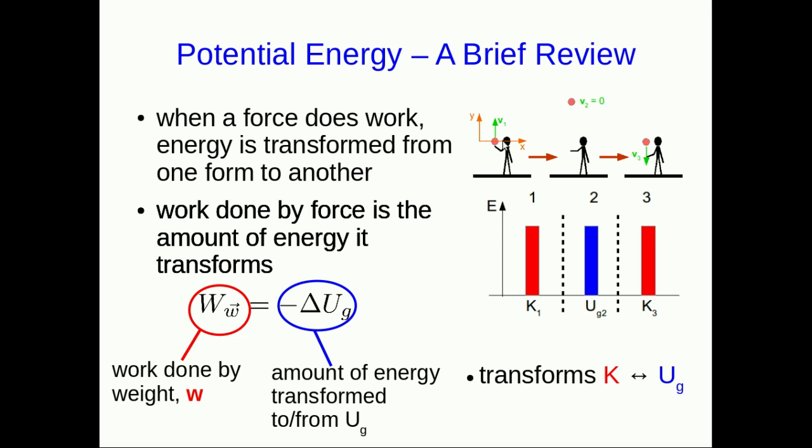This is a little tricky. Look, when the ball is going up, the force is acting down. A force acting in the opposite direction to the direction of motion does negative work. So that's negative work, but the gravitational potential energy is increasing. So delta U_G is positive, and that explains this negative. And this is generally true.